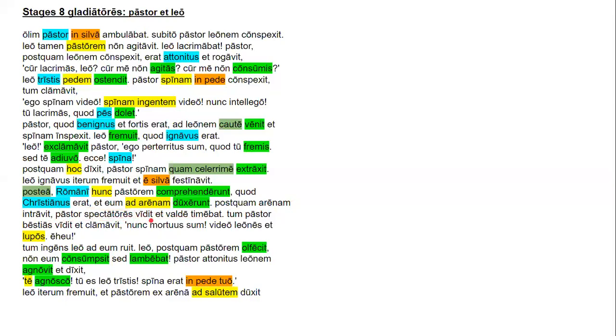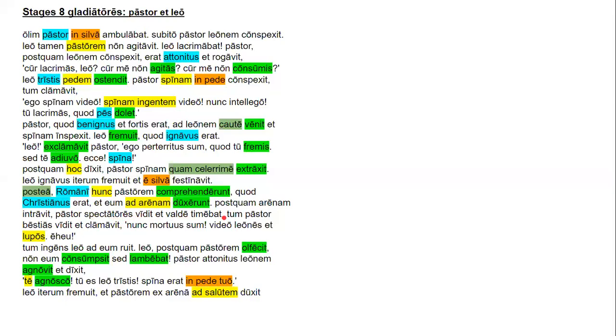So vidit, perfect tense verb from video, he saw. Et is a conjunction, and valde, it's an adverb meaning "greatly." Timebat is imperfect tense form of timeo, means he was afraid. So the shepherd saw the spectators and was very afraid.